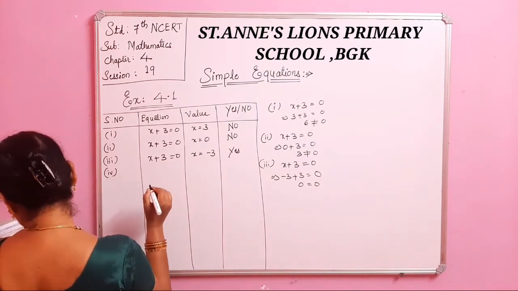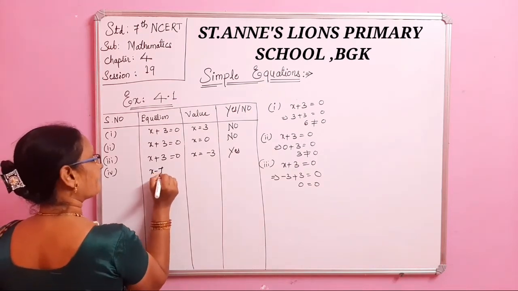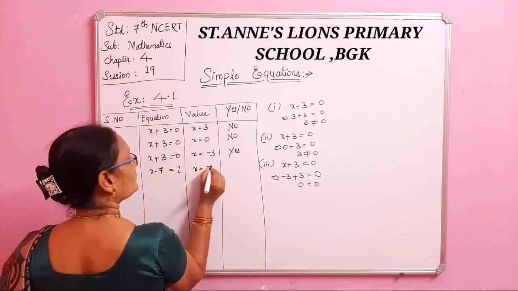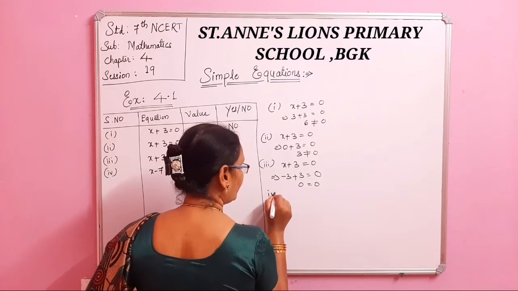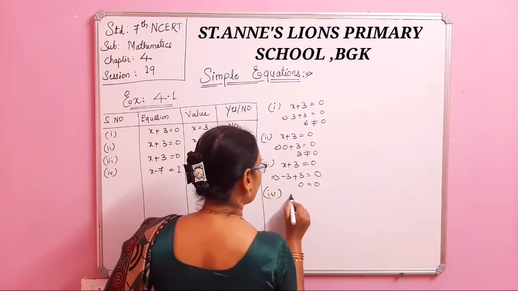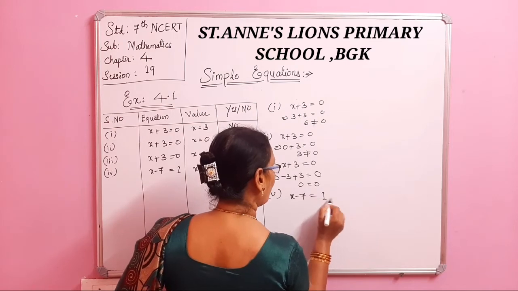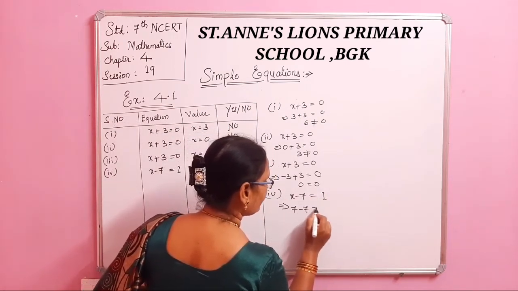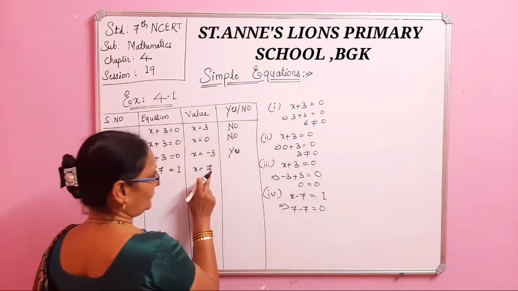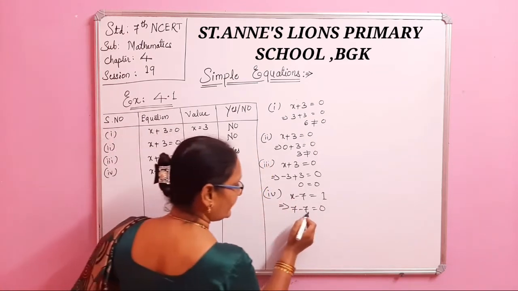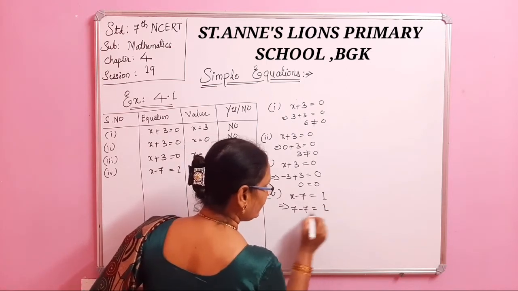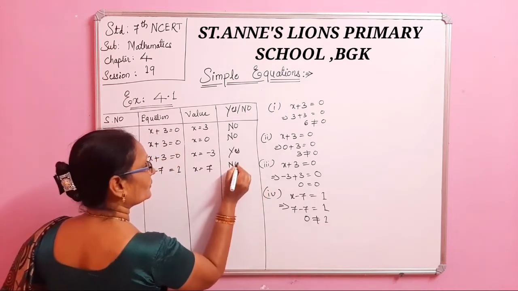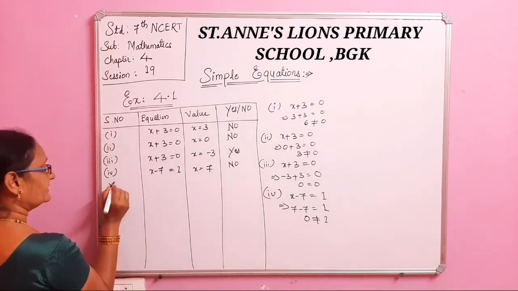Fourth, what is that? x minus 7 is equal to 1. What is the x value? x equal to 7. Now, the fourth one you have to do like this. x minus 7 is equal to 1. What is the x value? 7. This implies 7 minus 7 is equal to 0. In place of x, we have to put the given value, 7. 7 minus 7 is 0, which is not equal to 1. That means no, the value is not satisfied.